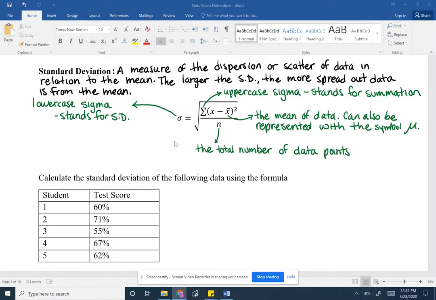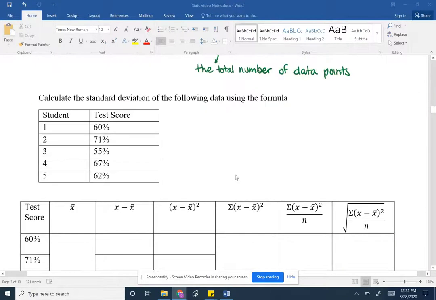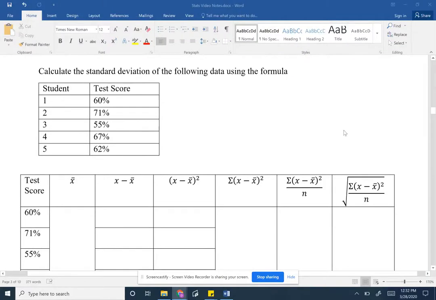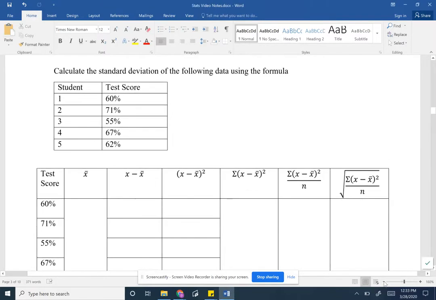All right, so breaking this down, this is the hard part of calculating it by hand. The math here isn't that difficult. We're subtracting, we're adding, we're square rooting, we're dividing. It's very straightforward. However, the hard part is how we get this to work. So let's go right into an example. Calculate the standard deviation of the following data using the formula. We have 5 students and 5 of their test scores. We want to figure out what the standard deviation of this exam would be.